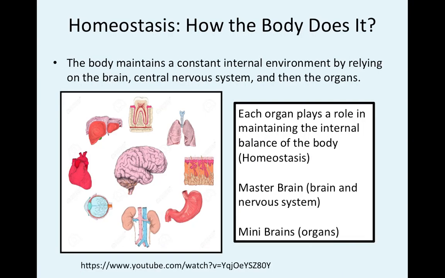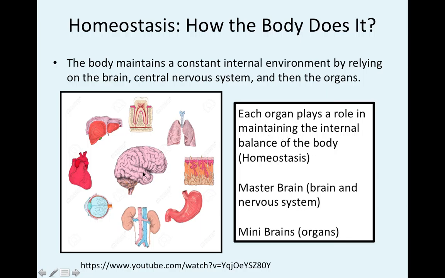So how does the body do this? How do we maintain all of these different parameters and make sure that we don't go out of whack? Well, that's what we have organs for, and that's what we have our central nervous system for. So the body maintains a constant internal environment by relying on the brain, the central nervous system, and the organs. Each organ plays a role in maintaining the internal balance of the body, or homeostasis.